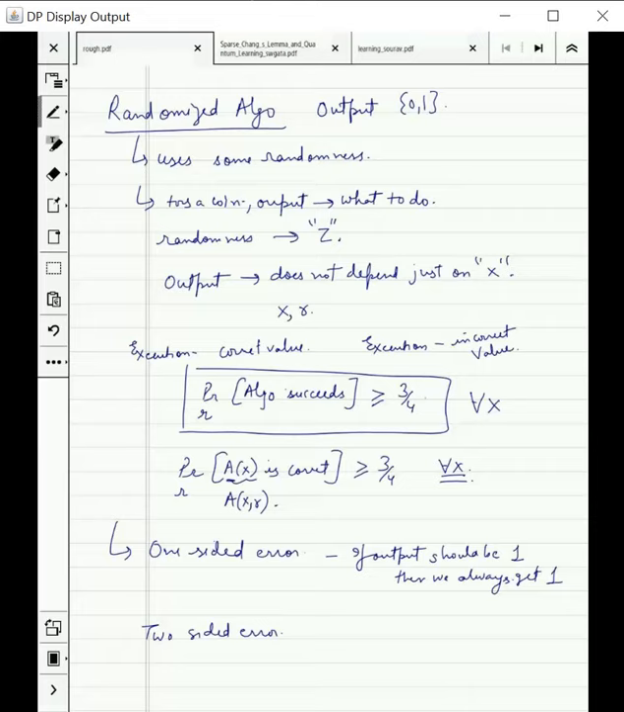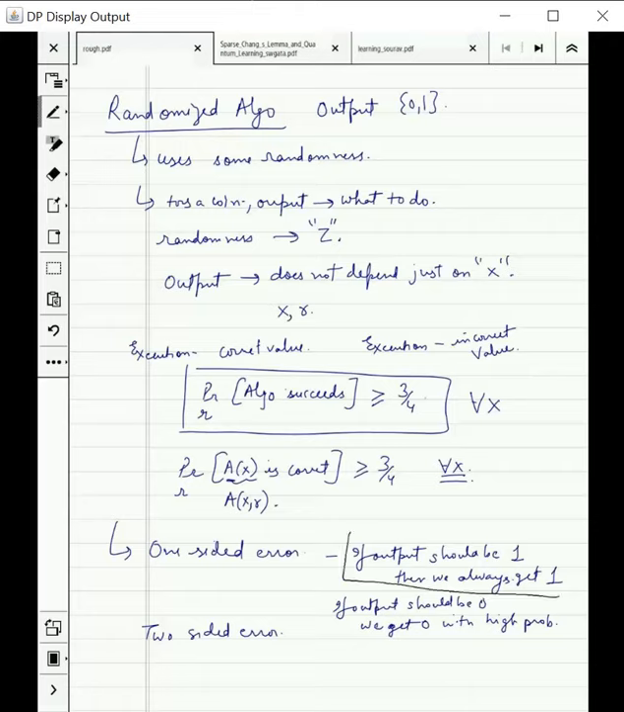If the ideal output is 0, we get 0 with high probability. So this is one side. On one side, we always succeed.